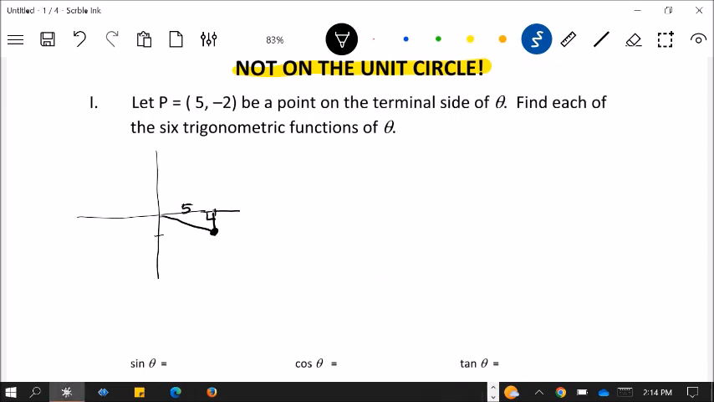And the distance here is 5, and the distance here is 2. It's actually because we're going down to -2. The distance is actually 2. So we'll keep it negative because that's the y value, and the x value is 5.